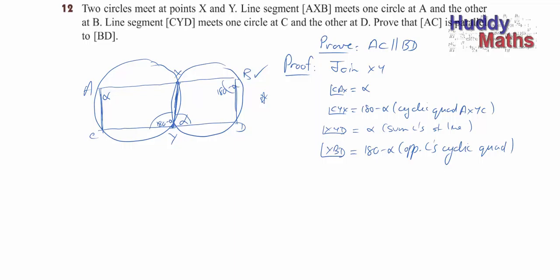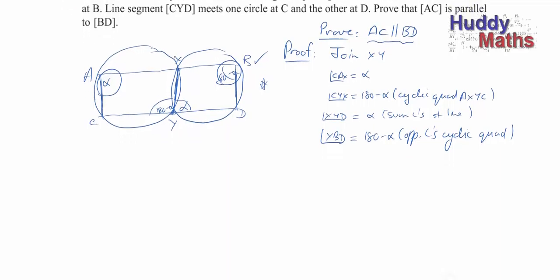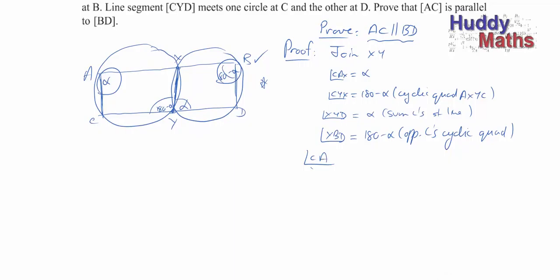All right, so where are we? What do we need to do? Well, we're trying to show that AC is parallel to BD. Can we do it? We've moved up this area into this end of the figure, and you've got that angle and that angle. Oh, what do you notice? They add up to 180, so we can write that down. Angle CAX plus angle XBD equals 180 degrees. So we've got those.